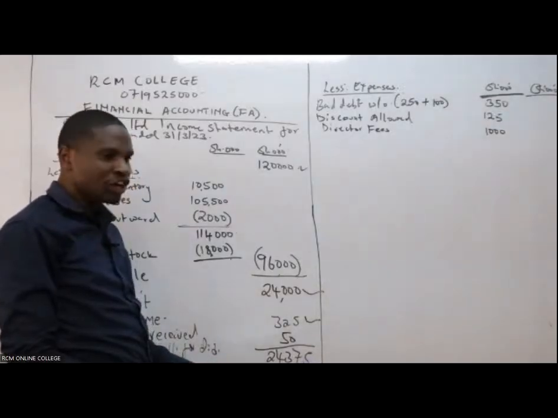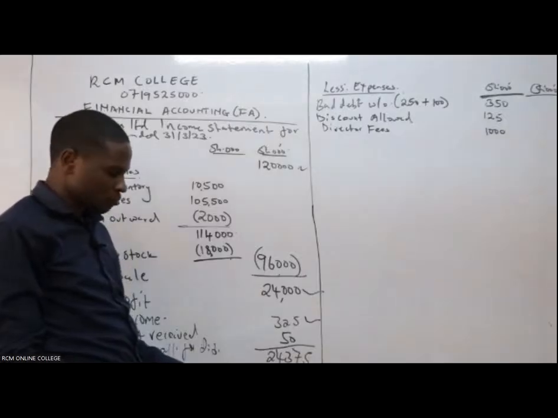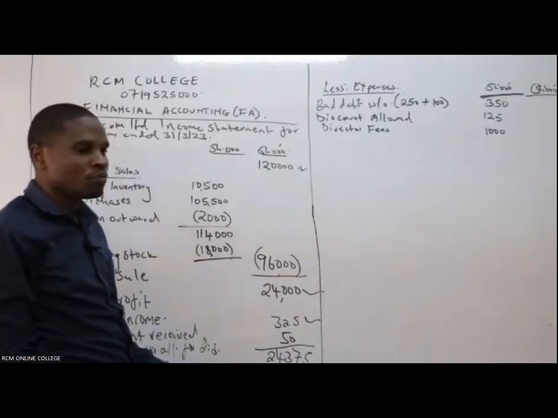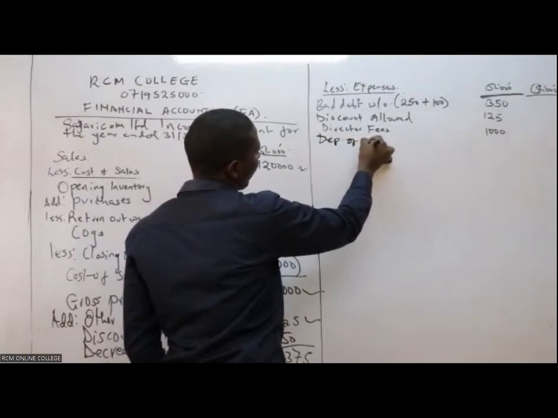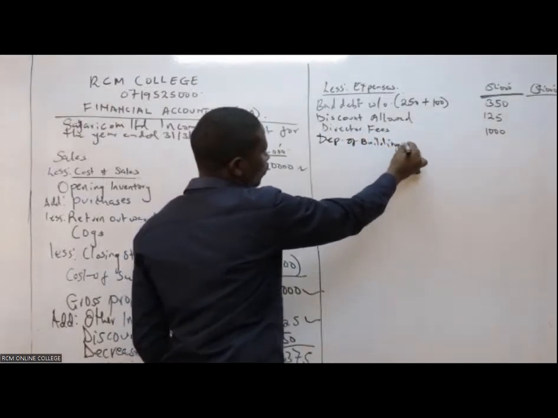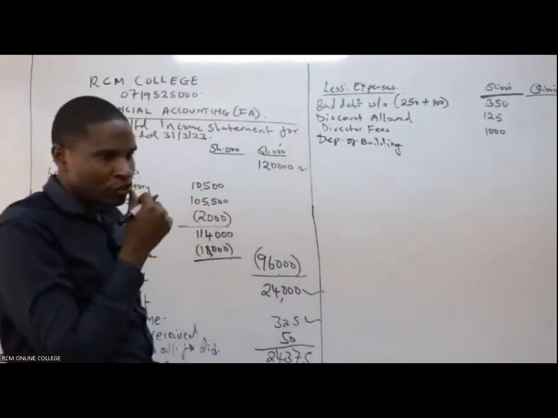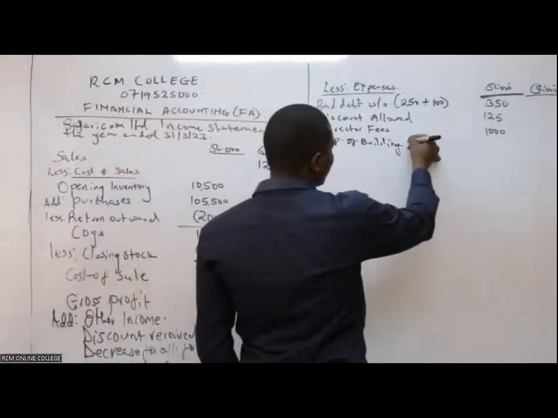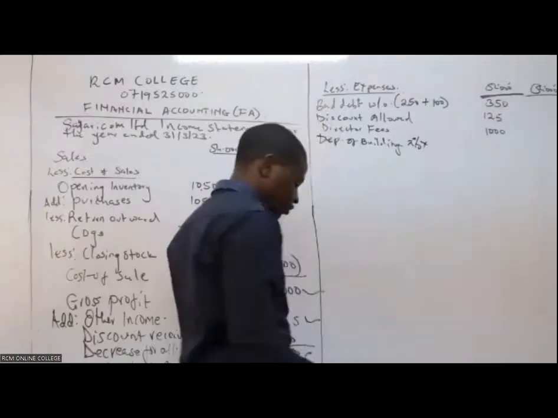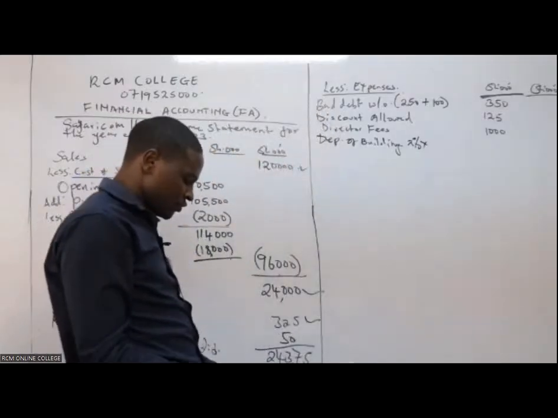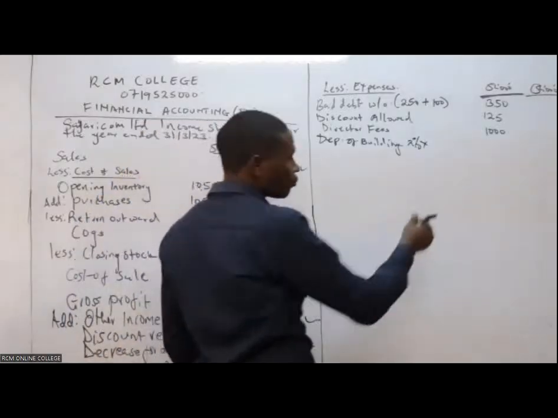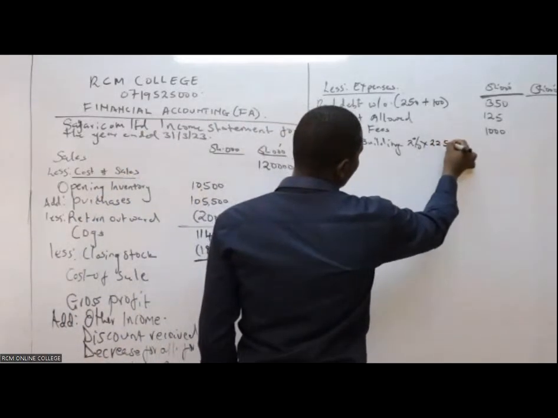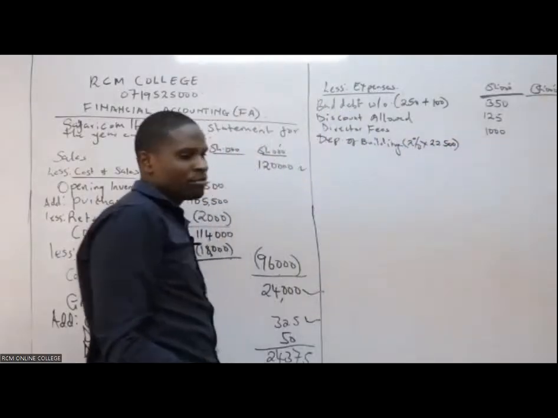Now we can check the depreciations. Maybe you can start with the depreciation of building. If you look at additional information, we are told that the building depreciation rate is 2% at cost. So it will be 2% at cost. The cost of our building is 22,500. So just give me 2% of that.